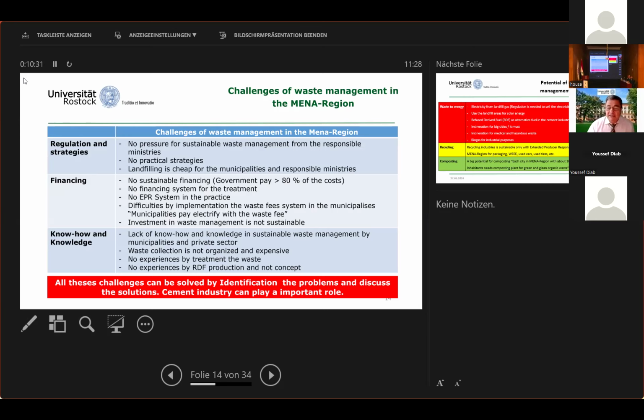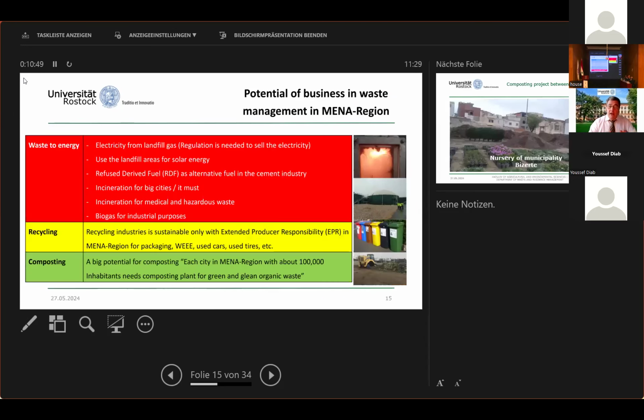No financing system for the treatment. We collect all the waste, but for the treatment, we don't have money. No ABR system in practice, and so on. So we have to think about it, and we work together in the regions to develop a sustainable waste management strategy. We look really to support the business and waste management in the MENA region.